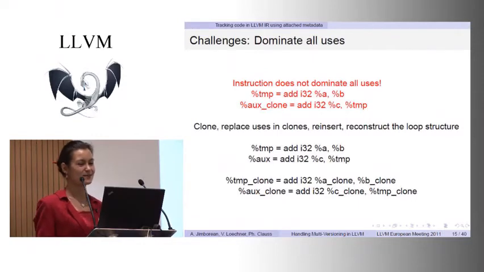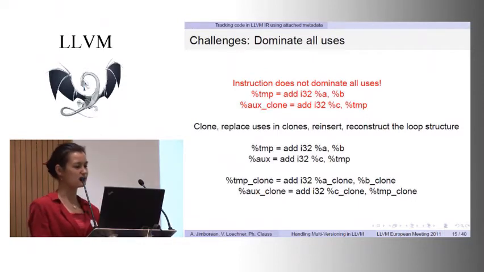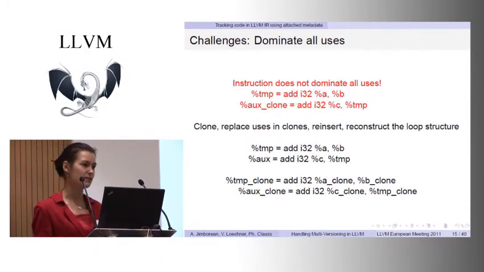So the strategy was first to clone, then to replace the uses in the clones, and only after that to reinsert the clones back into the LLVM code. Then the result is, as you see afterwards, that the TMP uses only original instructions, and all clones use only cloned instructions before they are reinserted back in the code.